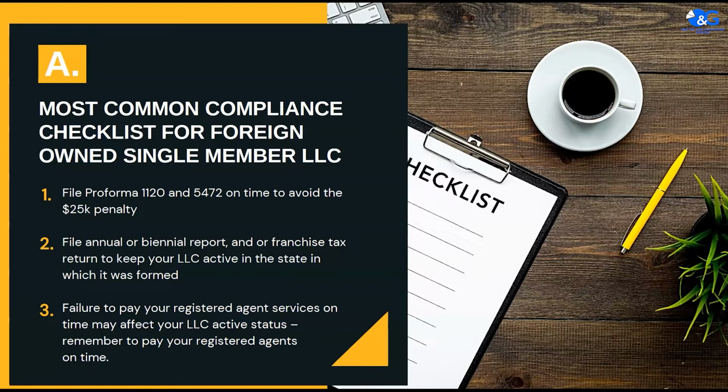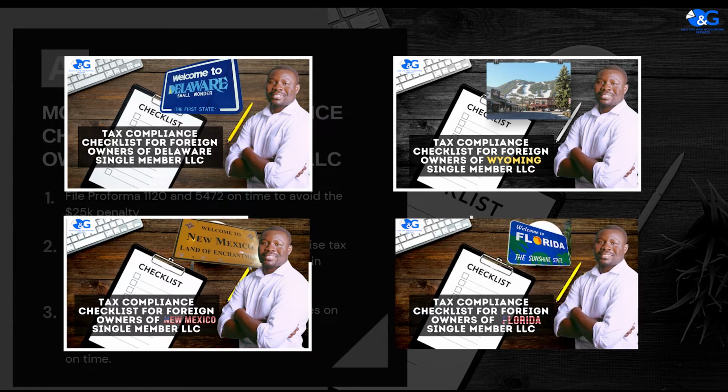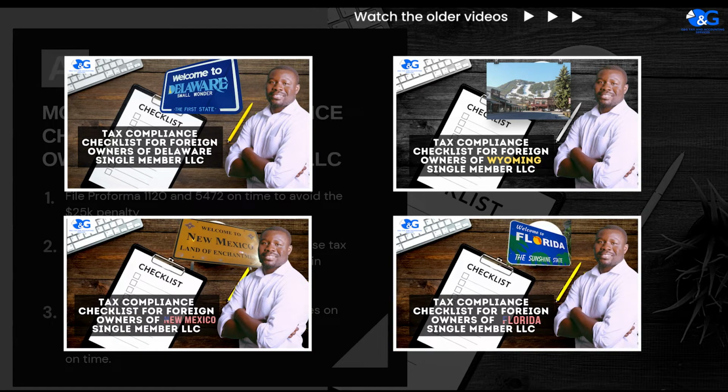Now, this number one also applies to any other single-member LLCs owned by a foreign person and formed in the U.S. So as long as you form the LLC in the U.S., number one may apply to you if you have a reportable transaction. So this cuts across borders. It really applies to a lot of foreign owners of single-member LLCs. And in the previous videos, I have explained the due dates and all of that. So if you haven't watched the previous videos, you can go back and watch the series.